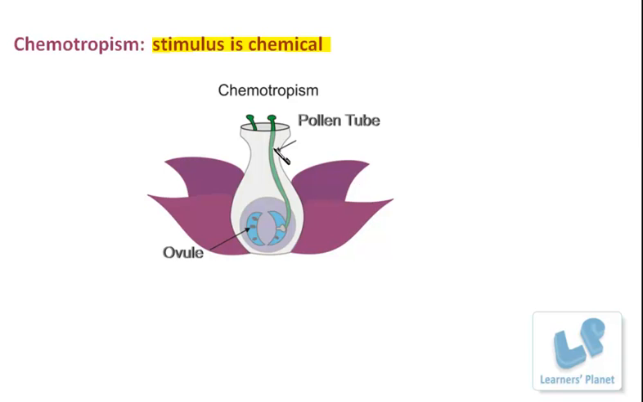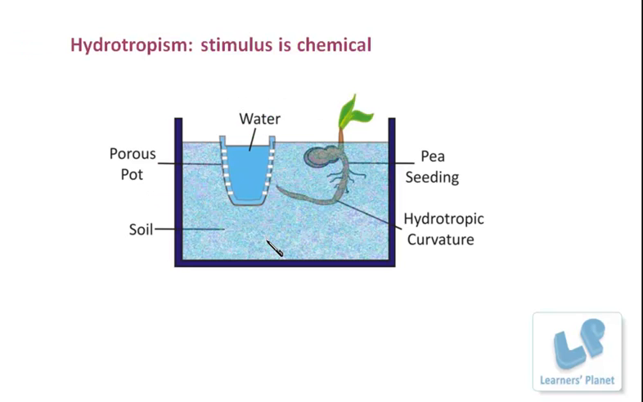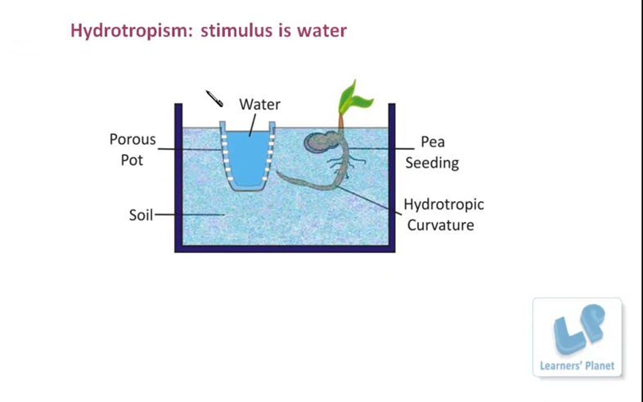And of course further these pollen tubes will transfer the male gametes into the ovaries, and there the fusion will take place. So this is what is happening in chemotropism, an example of positive chemotropism, right? And the next type of tropic movement is the hydrotropic movement or hydrotropism. As the name itself suggests, in this type of tropic movement the stimulus is water, right?